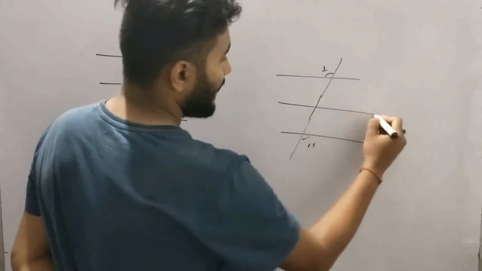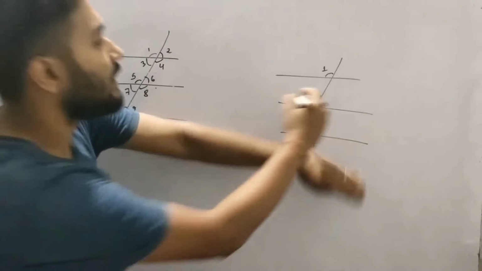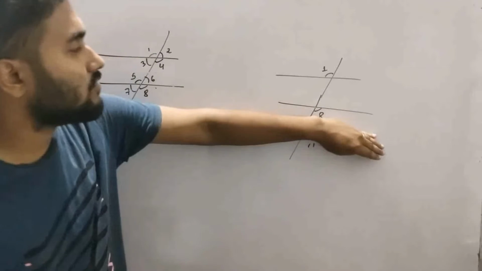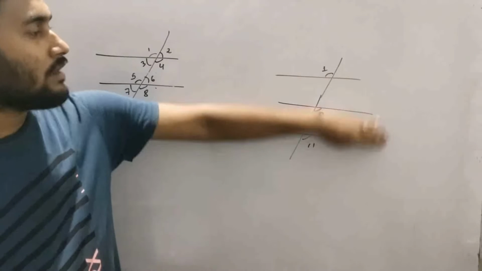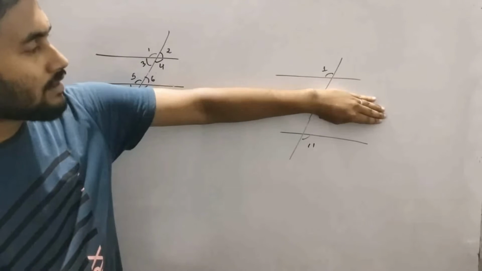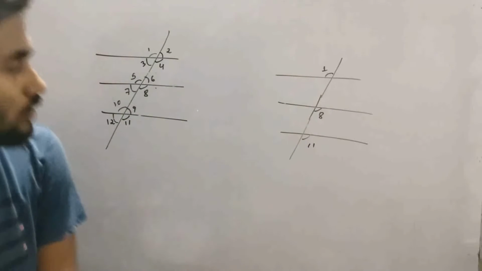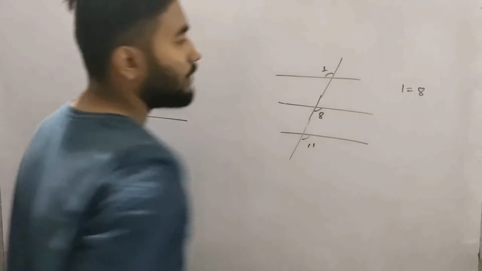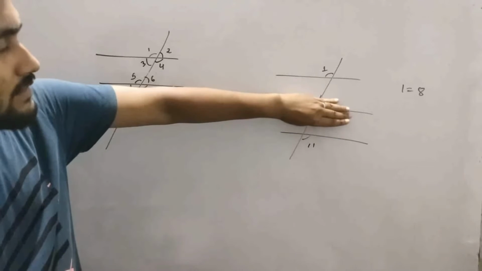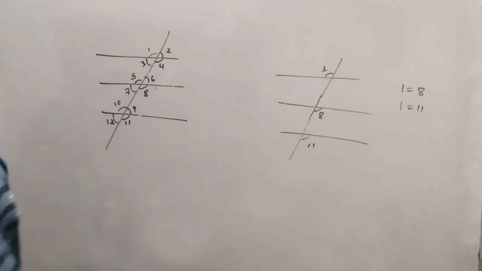Now if I draw the middle line, so what was that angle? 1 is equal to which angle? Angle number 8, right? Say this line is not there. 1 is equal to angle number 8. And 1 is also equal to angle number 11, if this middle line is not there. Now if all the 3 lines are there, then what we can see? That yes, 1 is equal to 8. And also we know that if this line is not there, then 1 is equal to 11.